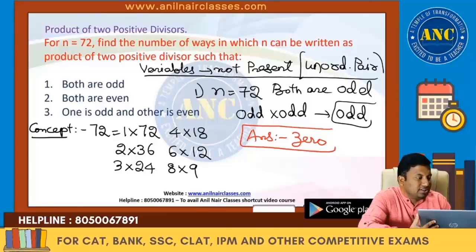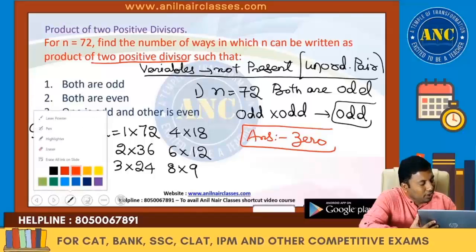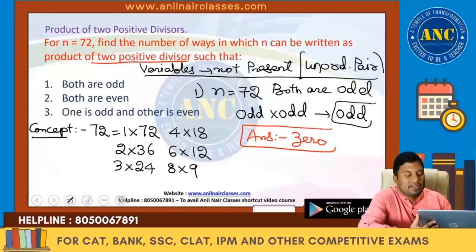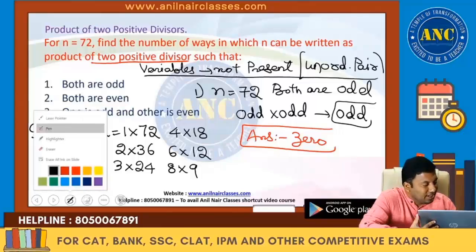First one answer is 0 because he is telling the product of 2 positive divisors, right? So if one divisor is odd, another should be odd. Odd into odd is odd, but 72 is an even number. First one answer is 0. Second one.